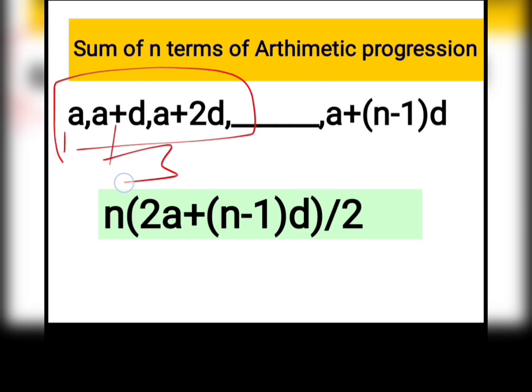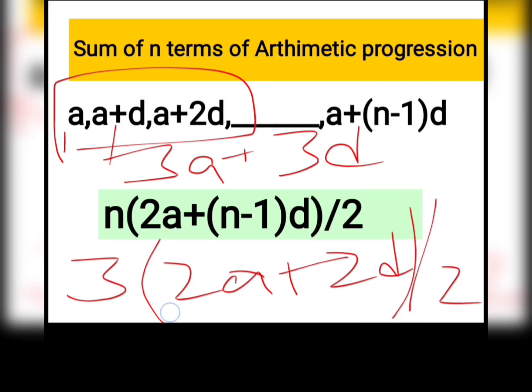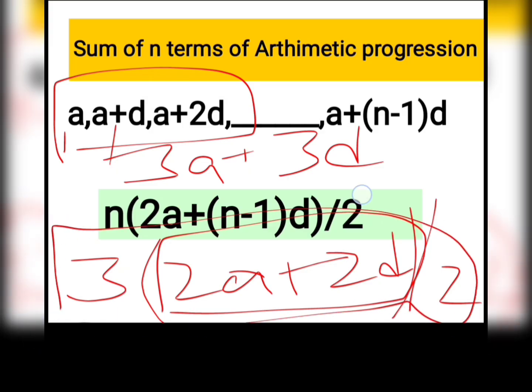Which gives you 3a plus 3d. Here n is 3. I am substituting n as 3 here. 2a plus 3 minus 1 is 2d, divided by 2. Here from these 2, 2 gets common outside and 2 gets cancelled. It will be 3a plus 3d. So this formula is right and you have to remember this.